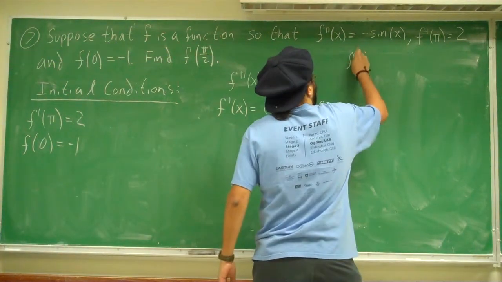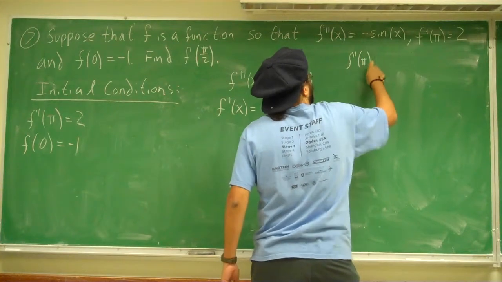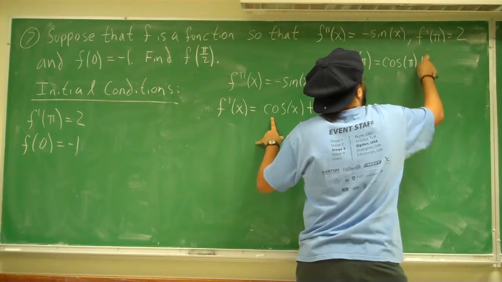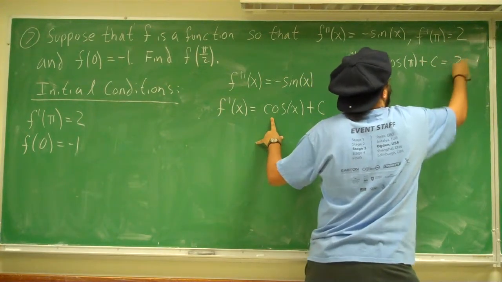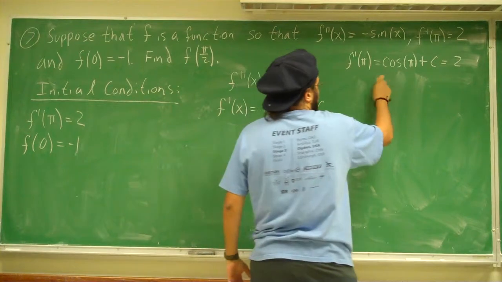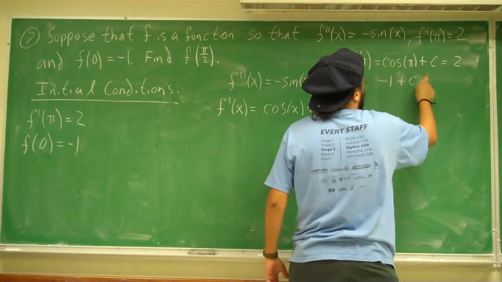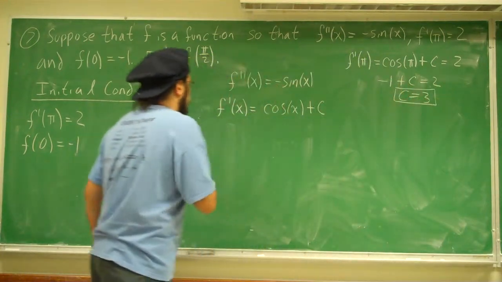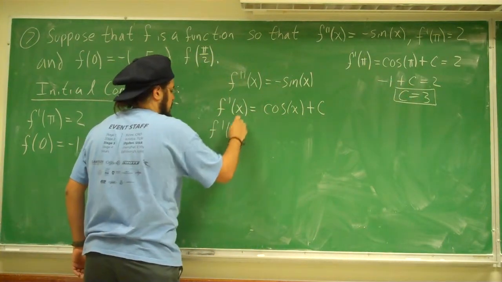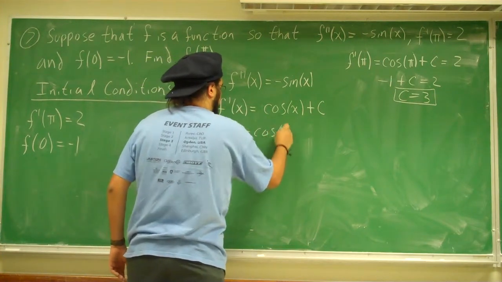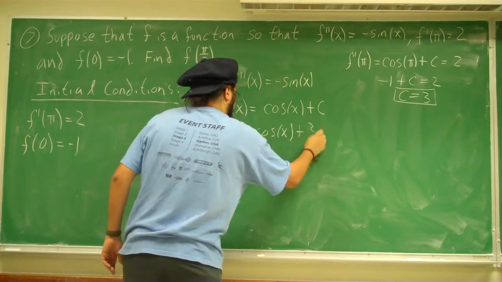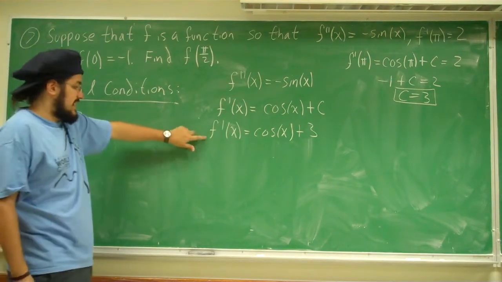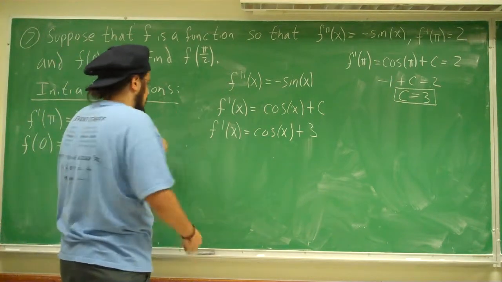So we know that f prime of pi is equal to cosine of pi plus c, and that's equal to 2. Okay, but cosine of pi is negative 1, so negative 1 plus c is equal to 2. Therefore, c is equal to 3. Now that we have c equal to 3, f prime of x is cosine of x plus 3. Alright, but we want f of x.